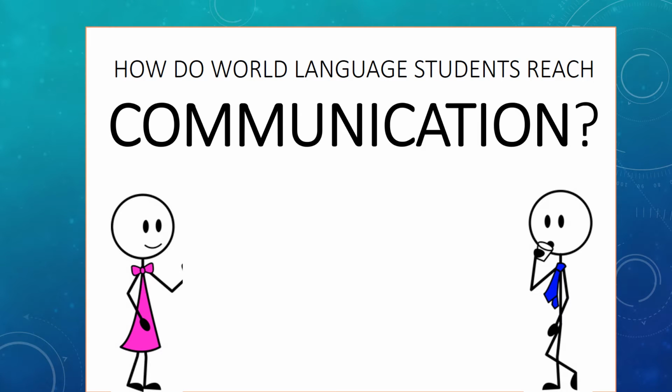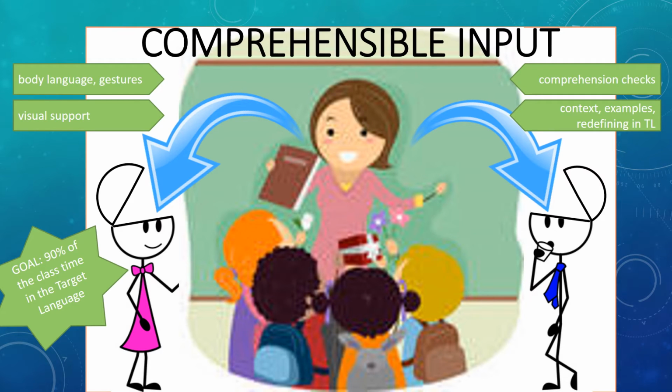As world language teachers, we often wonder, how do world language students best reach communication? Let's take the example of Jill and Jack. They don't know any Japanese, so they attend class and the teacher uses comprehensible input. Now, with comprehensible input, the teacher is making sure that they understand everything.